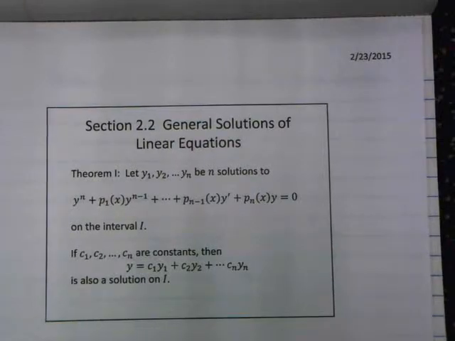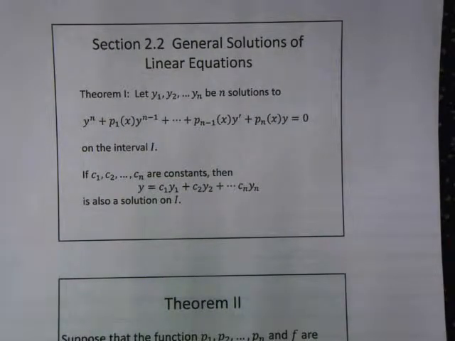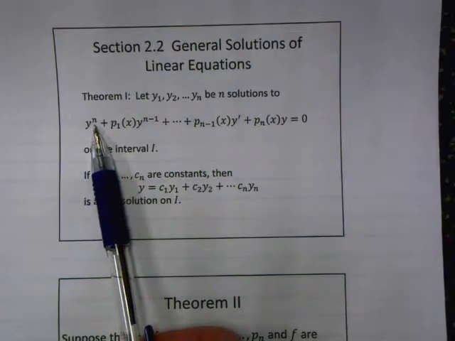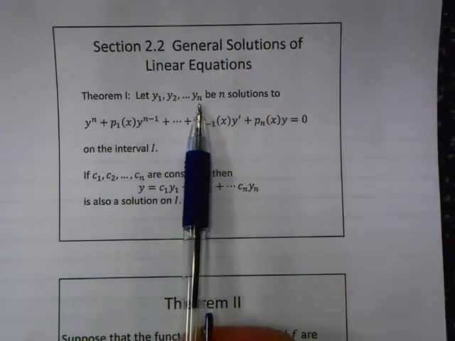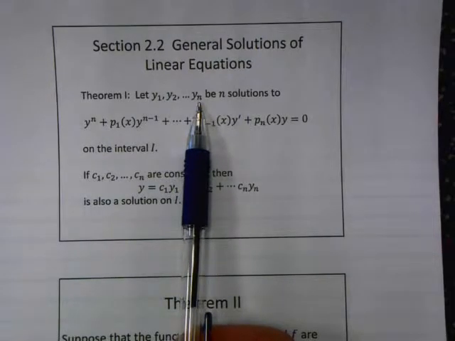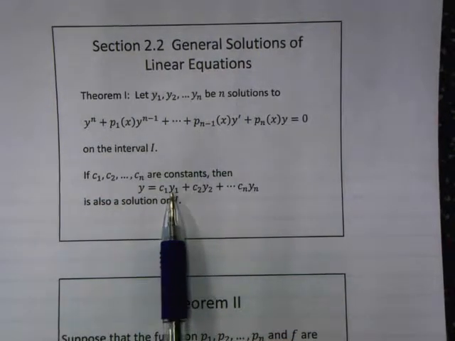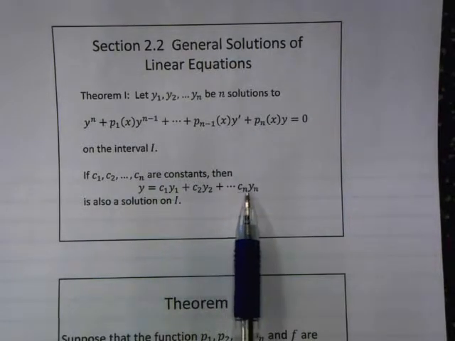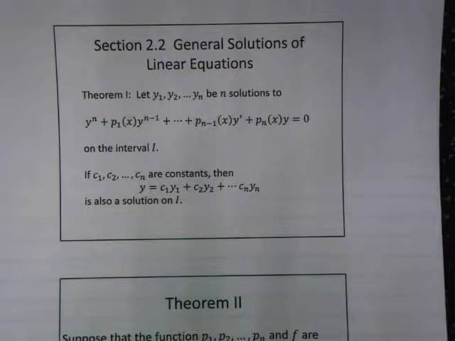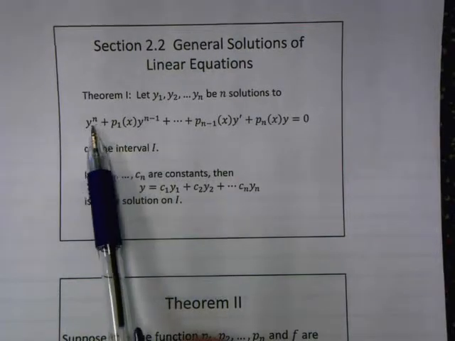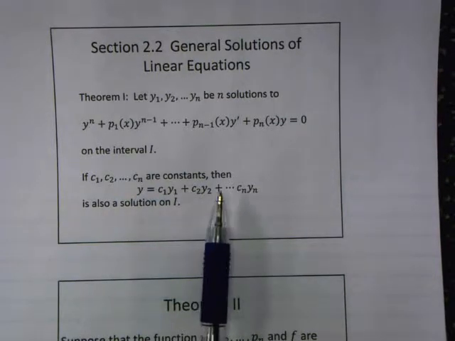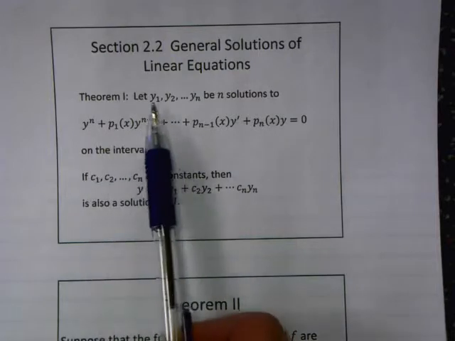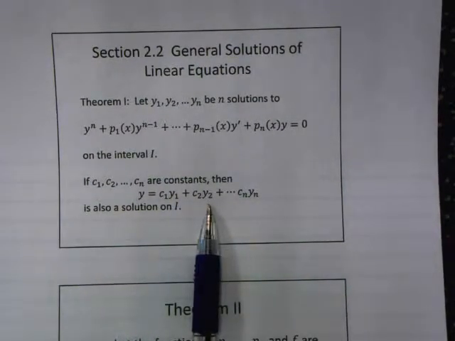So for example, this first theorem says, suppose you have a differential equation of nth order, so you have an nth derivative. If you have n solutions, you can make a new solution by multiplying the first by a number, the second by a number, the third by a number, and so on, and adding them all together. That's the exact same theorem as section 2.1, except there we only had a second order equation. If you have a fifth order differential equation and 5 solutions, you can make another one just by adding a linear combination.